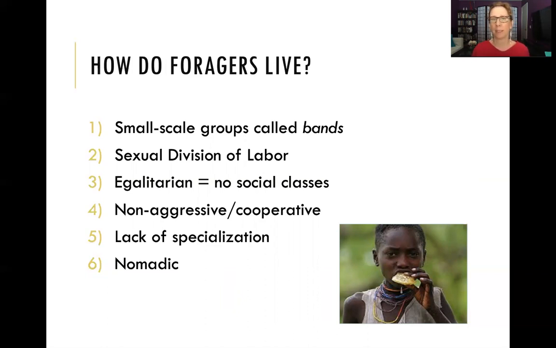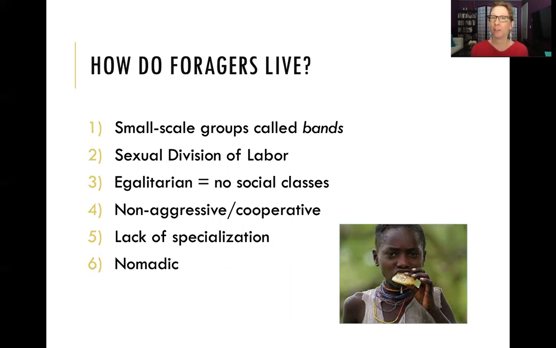So the first characteristic of foragers to remember is that they live in small scale groups called bands. A band is a group of people, usually about 30 to 50 people living together, sometimes a little smaller, maybe a little larger. But these are extended family groups that live together and move together to find resources. This young girl in the picture is a Hadza girl. Hadza people are from East Africa, the area around Ethiopia, and she is snacking on some honeycomb, and they are known for their love of and consumption of honeycomb.